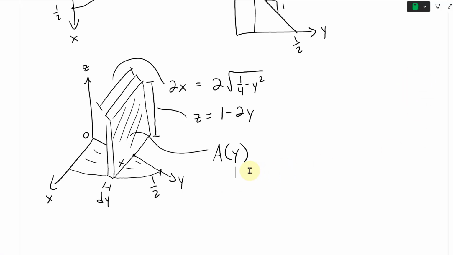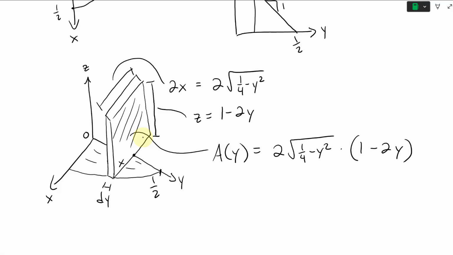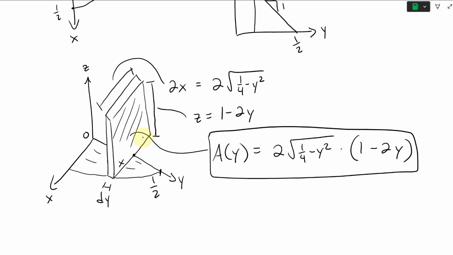So A of y, and this area is just going to be equal to the height times the width, or the width times the height. The width is 2 times the square root of 1 over 4 minus y squared. And now the height, we'll multiply this all by 1 minus 2y. So that's our height. I'll box this area, and this is our area.